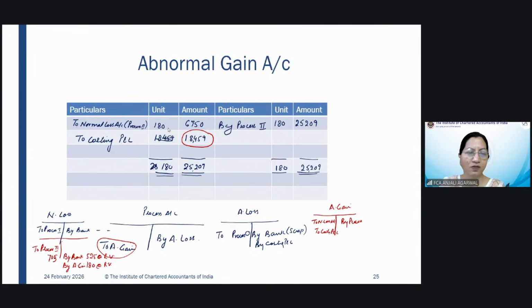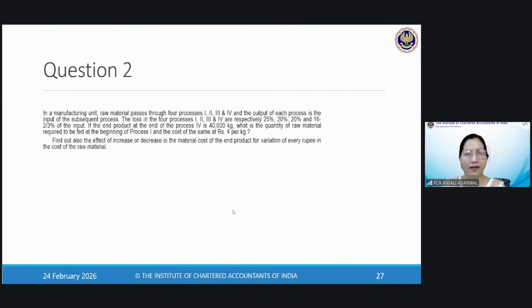So the normal loss account does not have 705 units to sell. It has only 525. So 180 units is charged from normal loss account. And in the normal loss account, it is charged from abnormal gain account. Right. I hope it is clear.